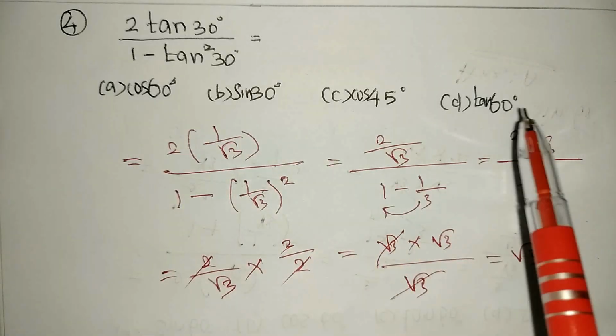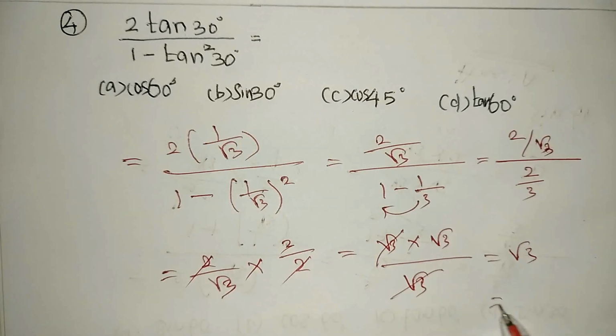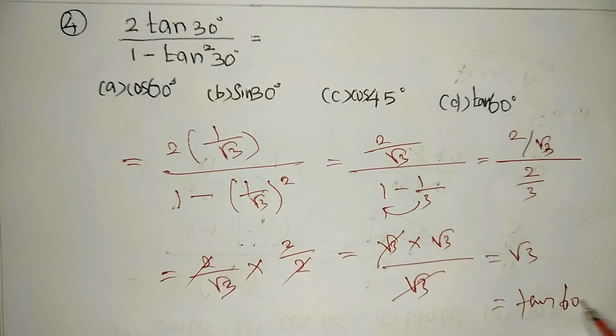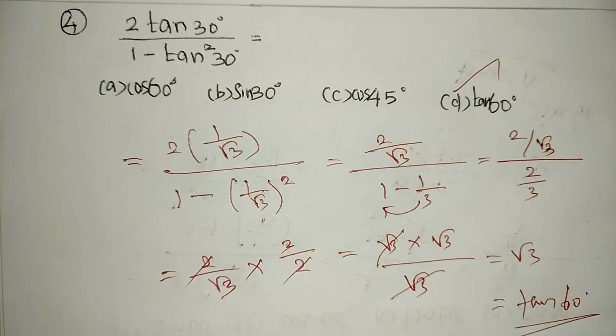Check whether we have root 3. Yes, this root 3 we can write as tan 60 degrees. So option D is the answer. Okay, right, we'll go for the next one.